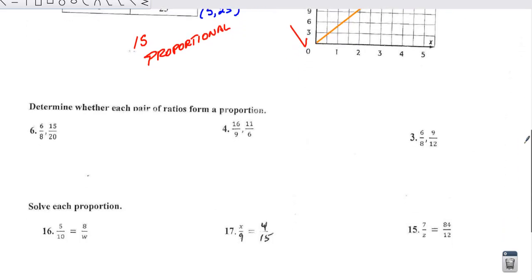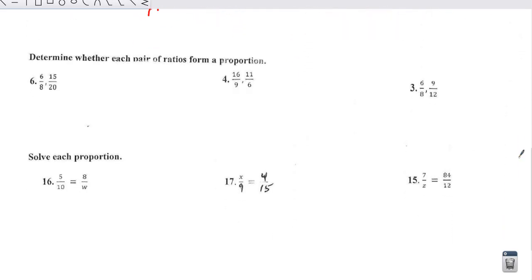Alrighty, on to the next section. So here we're asked whether each pair of ratios forms a proportion. And there are 2 primary methods that we use. One is the method of simplifying to see if everything simplifies to the same ratio. And the second is the method of using cross products to see if everything has the same product. And I'm going to do both of those on this first problem so you can see them both work.